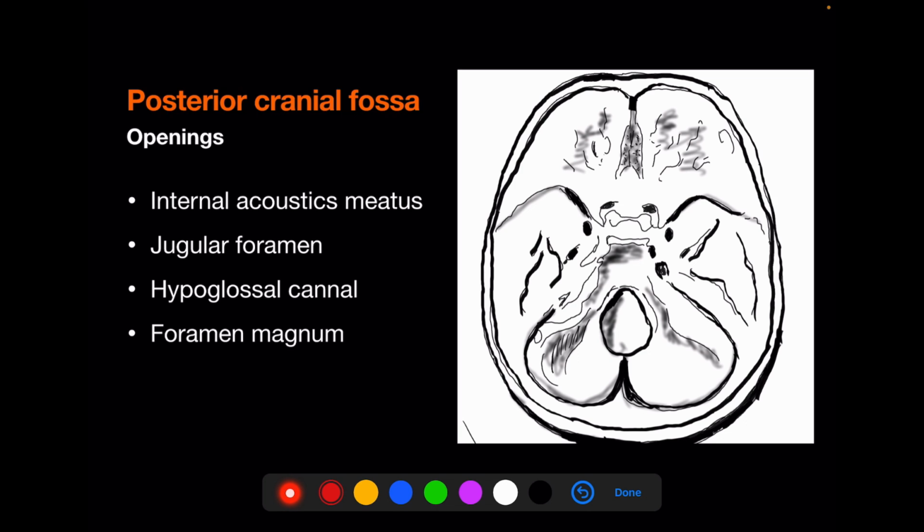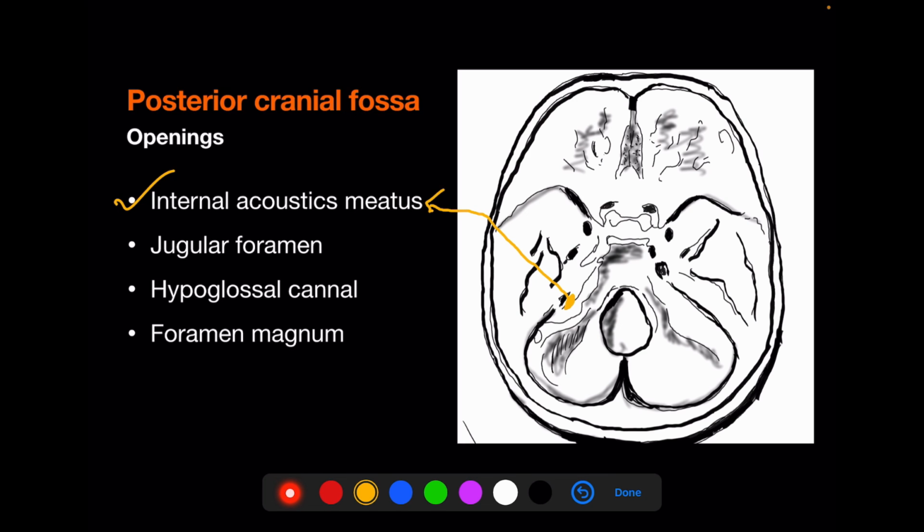Its openings are internal acoustic meatus, jugular foramen, hypoglossal canal, and foramen magnum. First one, that is internal acoustic meatus, which is present where? Can you guess? Here it is present, internal acoustic meatus. Here, this one is your internal acoustic meatus.